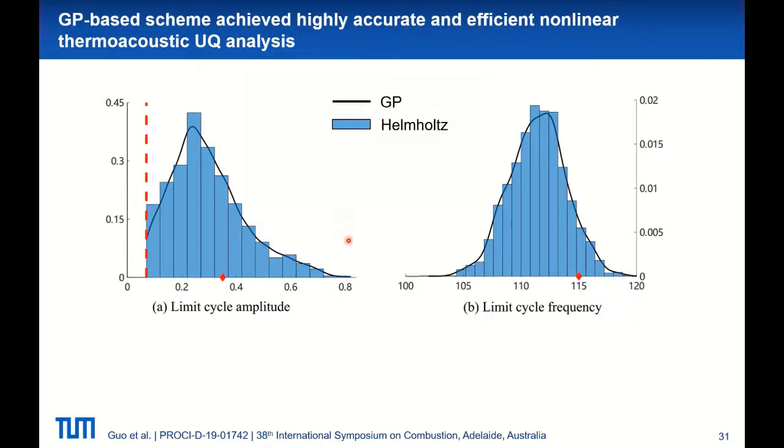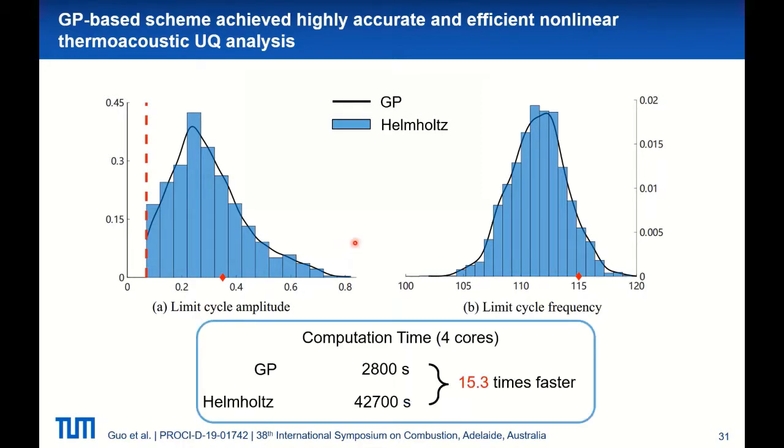Here are the results. We calculate the PDF of the limit cycle amplitude and frequency. We can see very good match between two methods. In terms of computational time, 15 times acceleration is achieved.